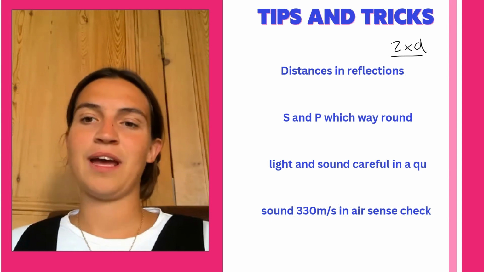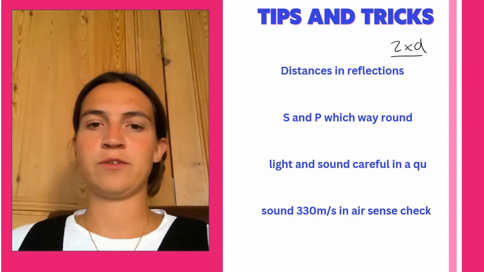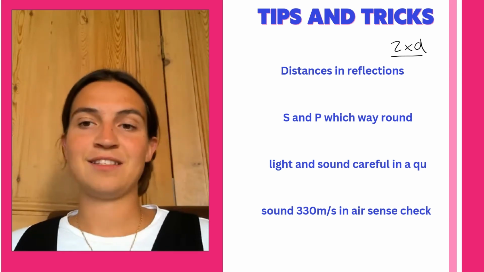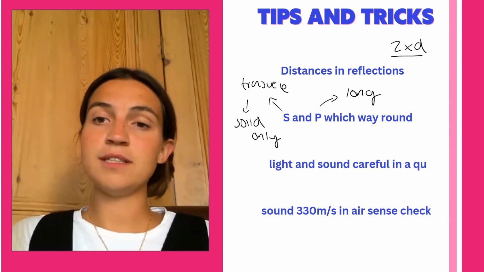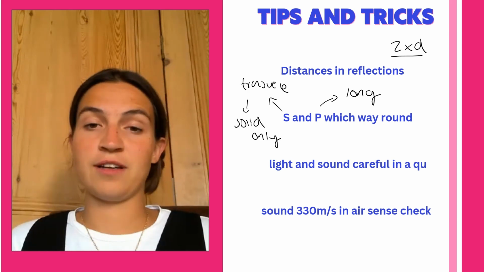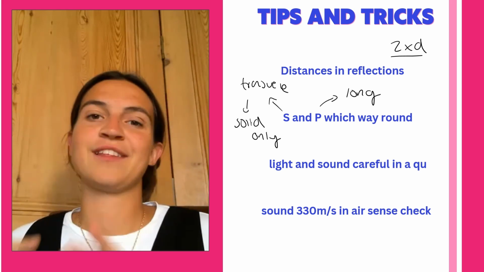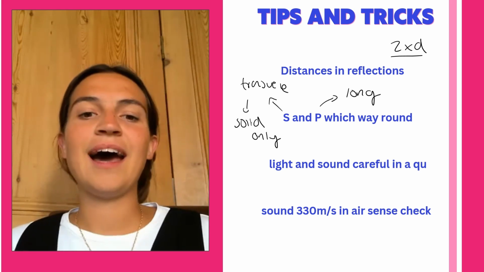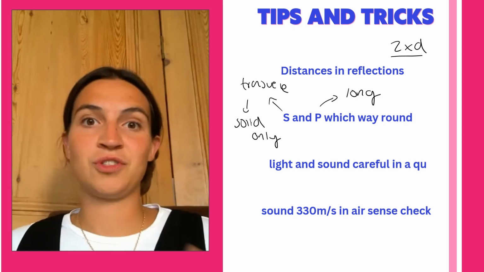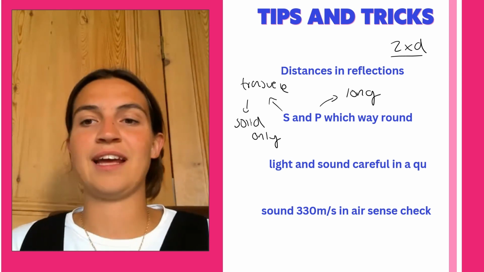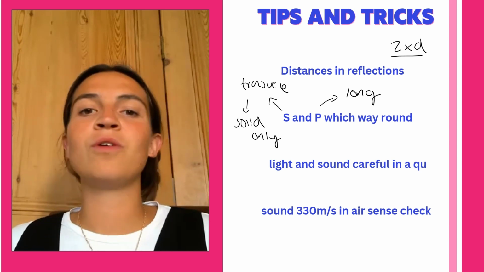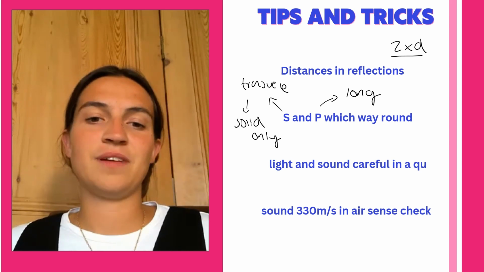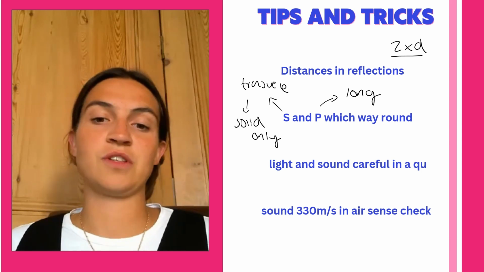S and P waves, just a quick way to remember which way round they are. The S looks like a transverse wave. So imagine it, so you can remember that those are transverse and therefore the P ones must be the longitudinal ones. And S stands for solid, i.e. solid only. So P waves, solids and liquids can travel through P waves, but S waves can only travel through solids.